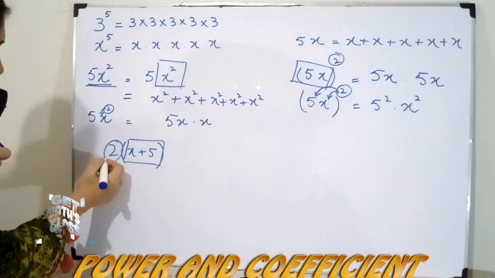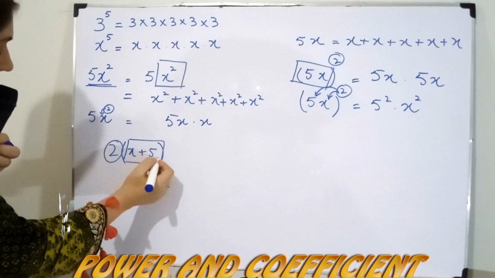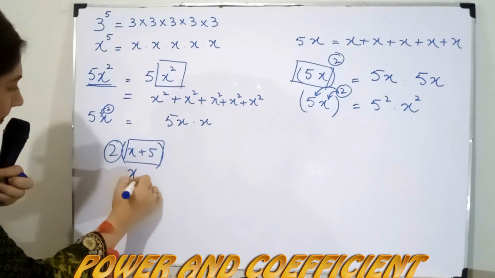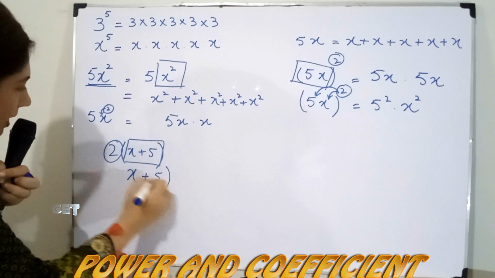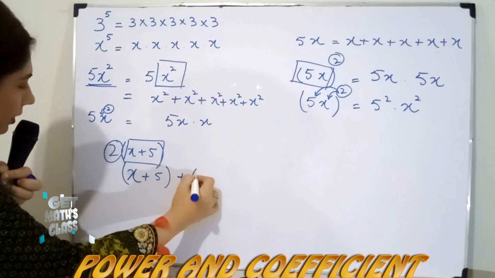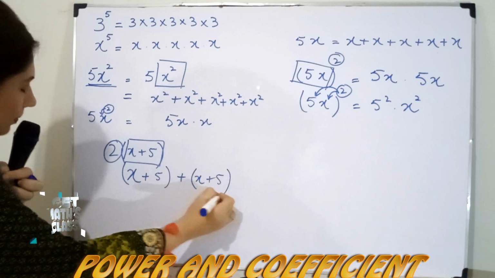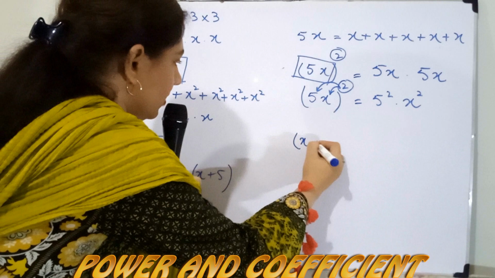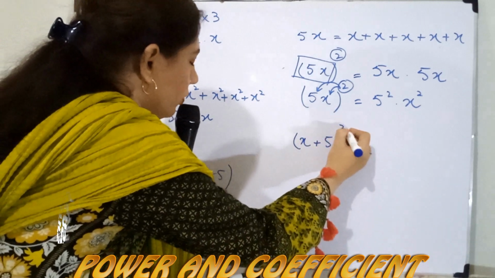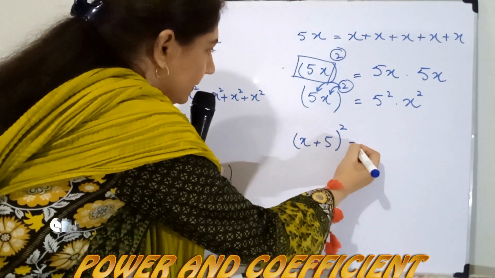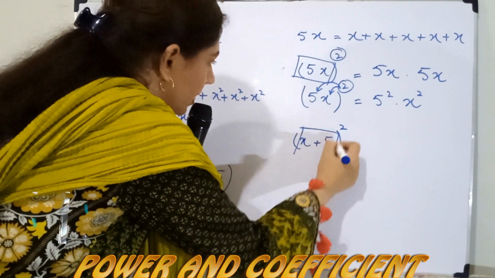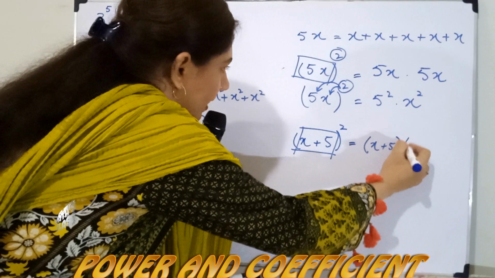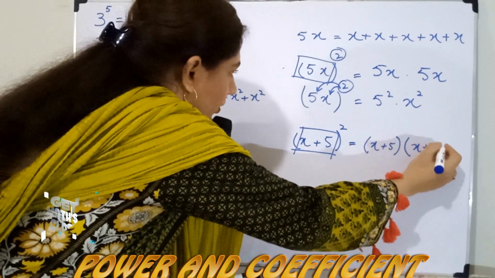So coefficient means the number is adding itself. Here the coefficient is 2, so the basic number x plus 5 is adding itself 2 times. Here I take the same number x plus 5 with power 2. Power shows the number multiplying itself 2 times. Here the basic number is x plus 5. x plus 5 is multiplying itself 2 times.